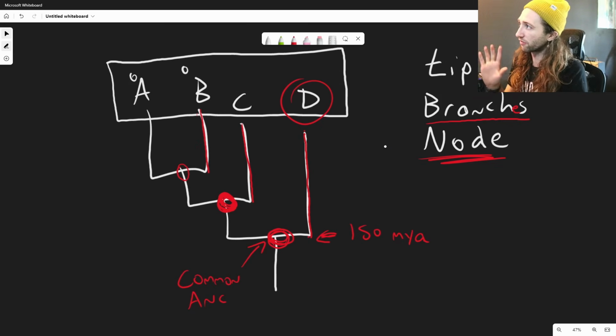So in this case, this is a very easy example. I'm going to do it with this highlighter here. So let's go down to A, and let's go down to the first node that we run into. Boom, we ran into this node here. Okay, now let's do the same thing with B.